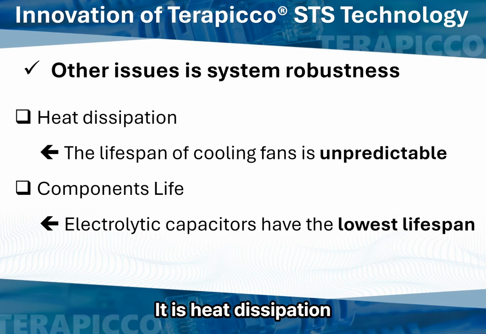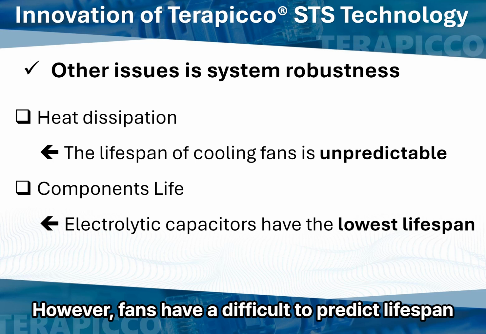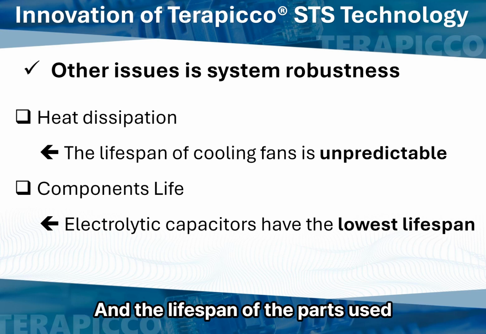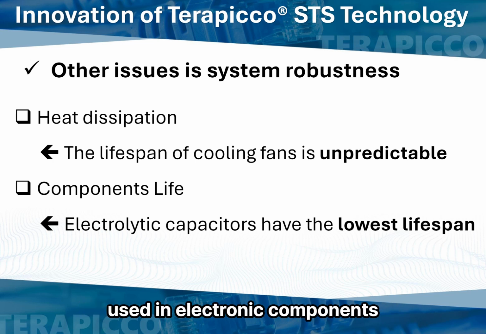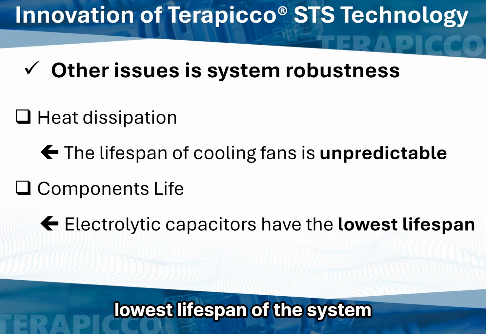It is heat dissipation. For efficient heat dissipation, a cooling method is used using a fan. However, fans have a difficult to predict lifespan, and so does the lifespan of the parts used. Electrolytic capacitors are commonly used in electronic components. Electrolytic capacitors are the cause of the lowest lifespan of the system.